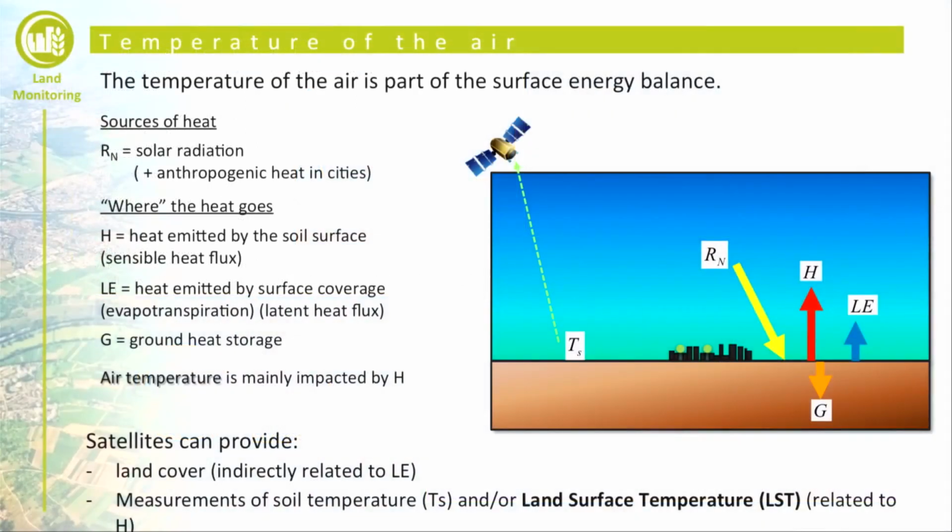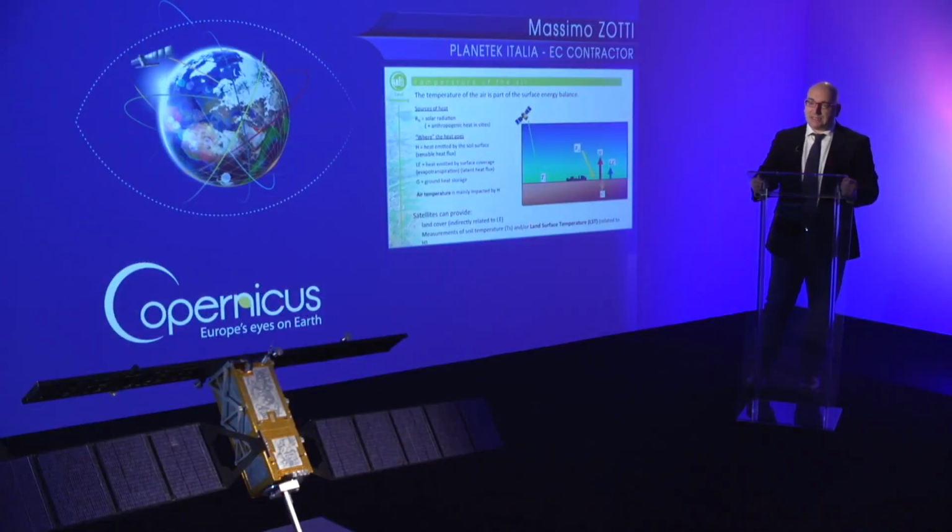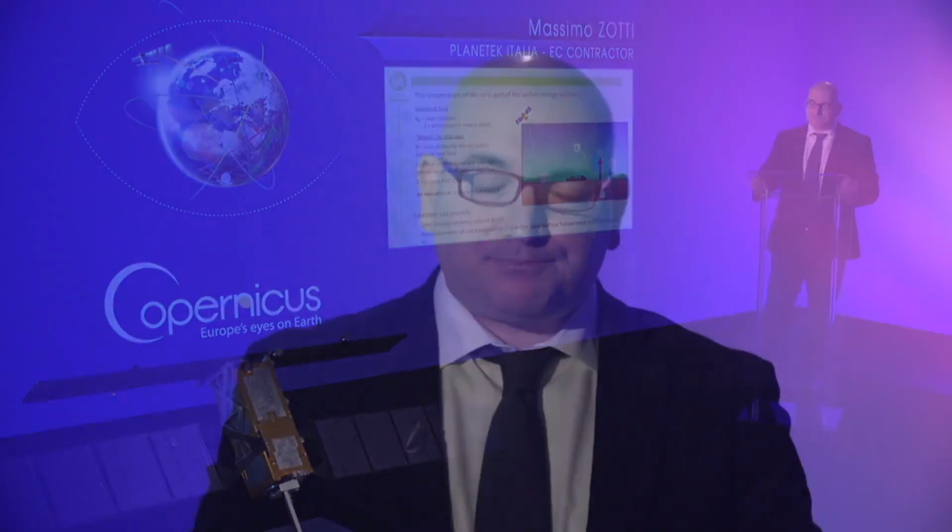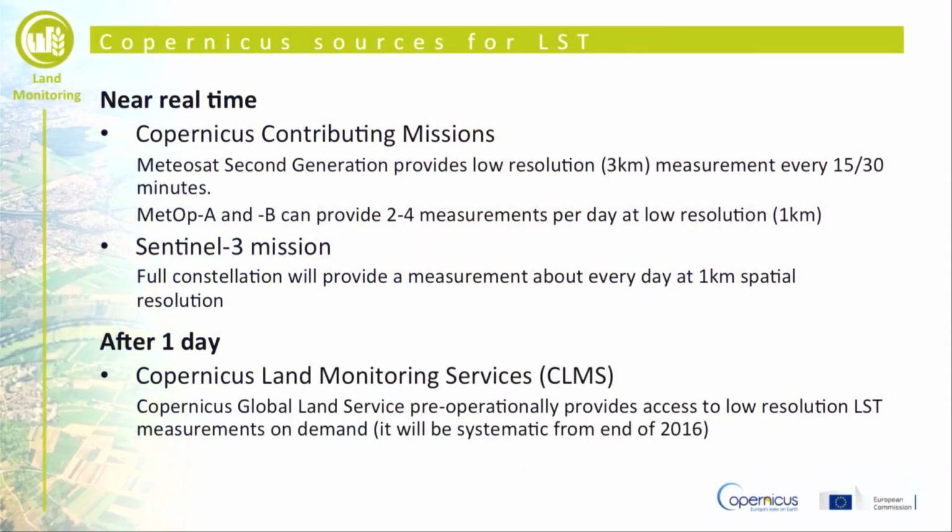The surface energy balance is generally evaluated by models. Remote sensing from satellite can provide useful information as input to these models. One is the estimation of the land cover, and another is the measurement of the soil temperature, or land surface temperature, which is directly related to the sensible heat flux. Copernicus provides various sources of remote sensing data useful for measuring the land surface temperature.